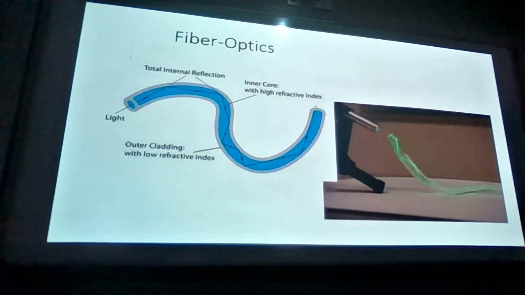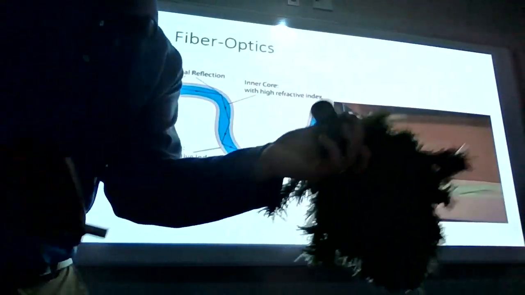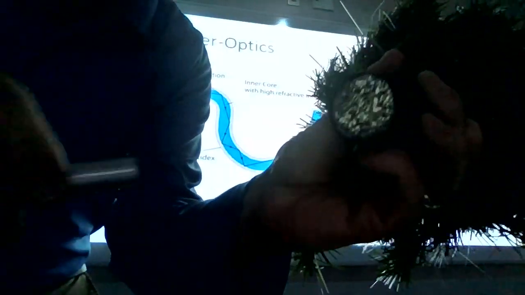So this is just a really big, thick piece of fiber optic material. Usually they're a lot skinnier. So this would be, got some Christmas tree decorations. Okay. And what we're going to do is shine a laser into there.